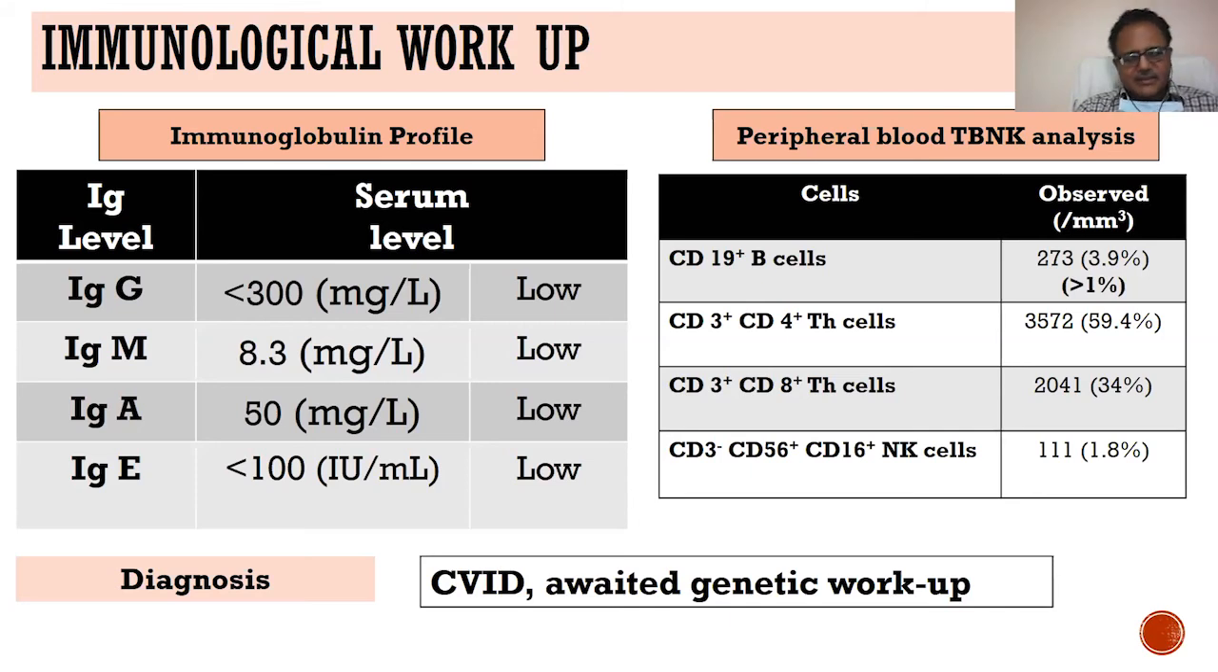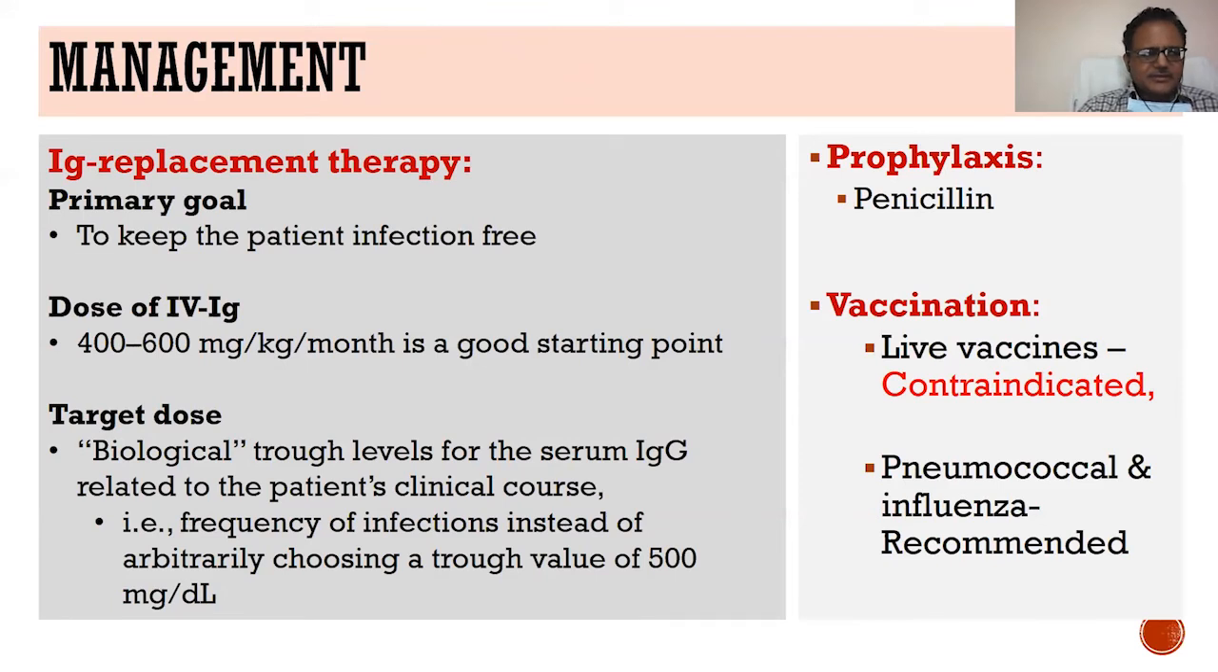So the diagnosis was CVID, and the genetic workup, because of this COVID situation, could not be done in this patient. The management in these patients is to keep the patient infection free with prophylactic antibiotics. The dose of IVIG required is based on how he responds to the treatment, which dose is preventing the infections, rather than the trough levels. The dose which prevents recurrent infection is more important. Vaccination, as for all primary immunodeficiencies: live vaccines are contraindicated, whereas pneumococcal and influenza vaccines, they do respond quite well to these vaccinations.